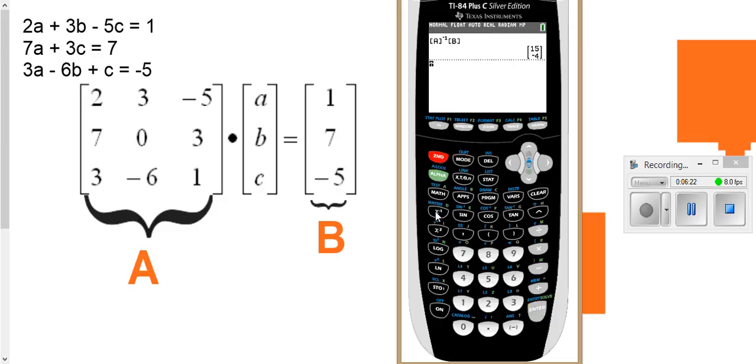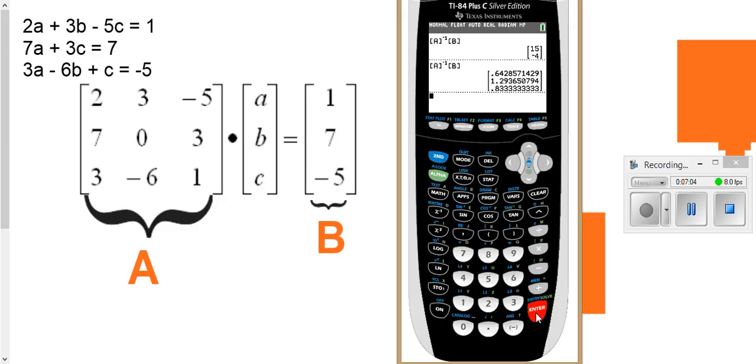Go ahead and enter in matrix B. So arrow over to edit, down to B, hit enter. It's a 3 by 1. Then hit quit. Now A inverse B was the last thing I had, so I'm going to just go up and select that, and I'll hit enter. Oh, I get nice messy decimals.